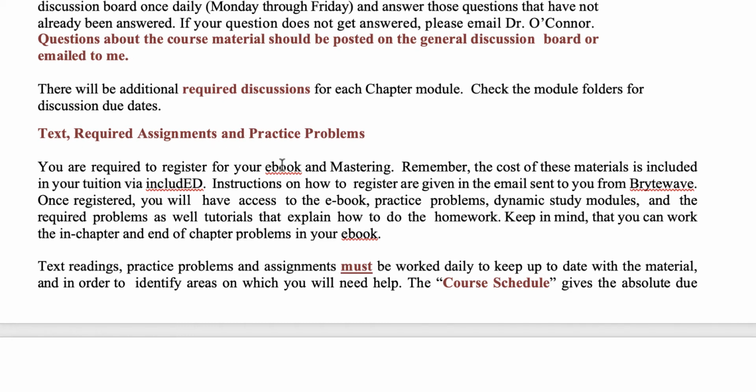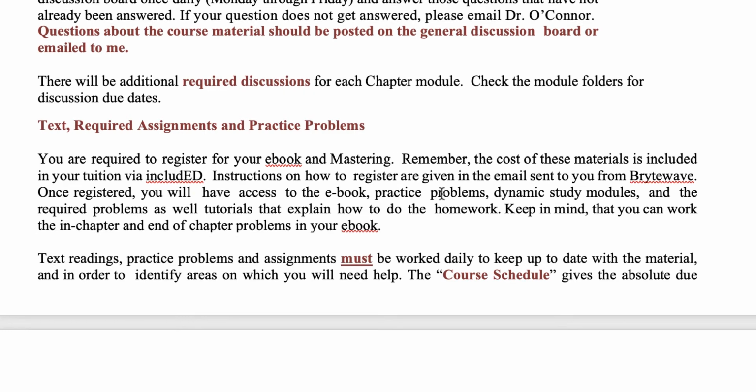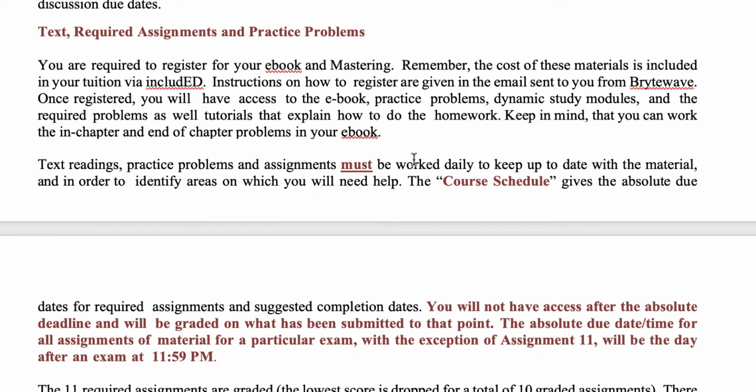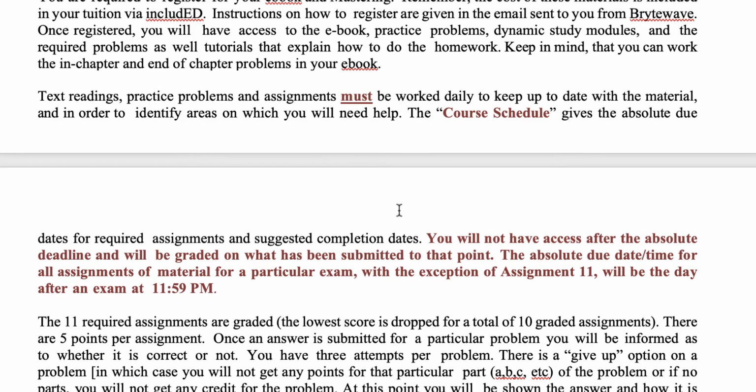You need to register for your ebook and Mastering. And as I said before, the cost of these materials was included in your tuition. If you opted out, you need to purchase these materials.